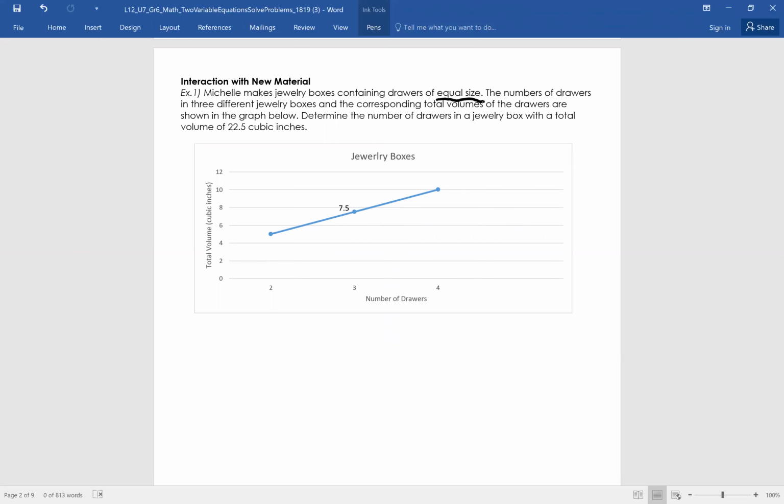Inches. So what's happening here? You may be thinking that someone is simply trying to figure out the size of the jewelry boxes. So what's our goal? Our goal is to determine the number of drawers in a jewelry box with a total volume of 22.5 cubic inches.